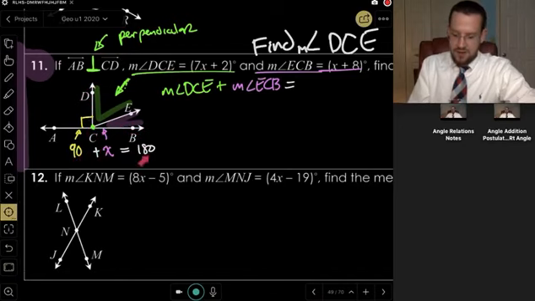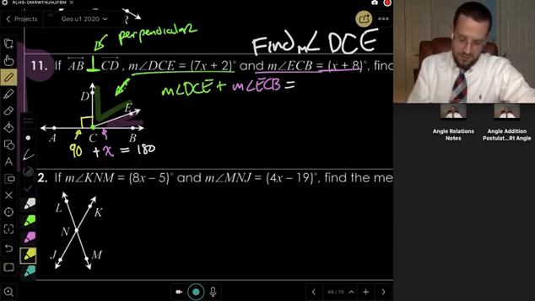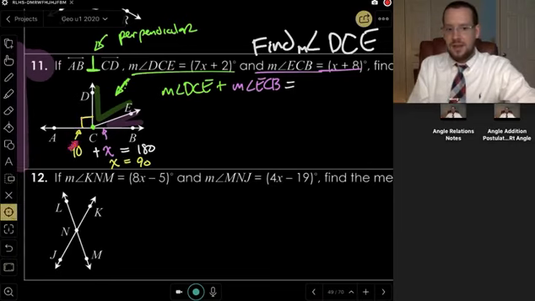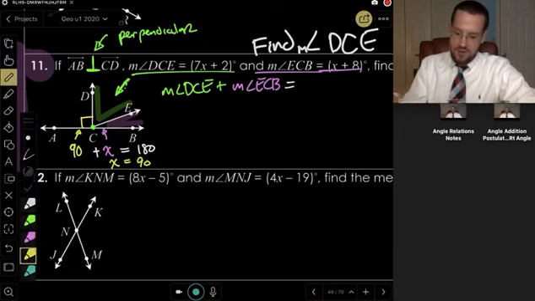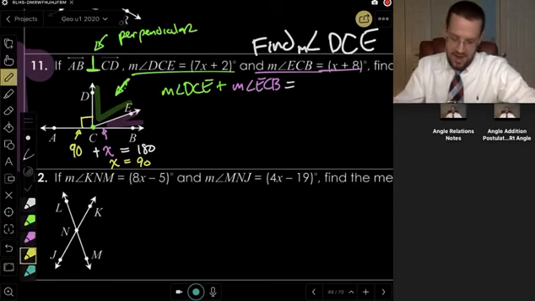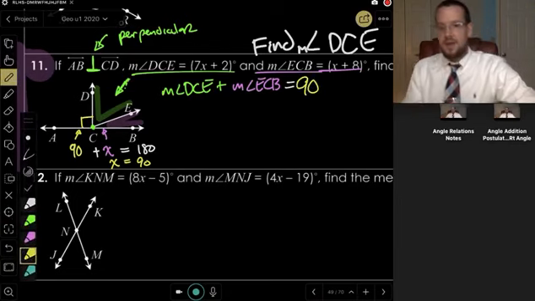Something plus 90 is equal to 180. We can solve this, or you'll just find that x is equal to 90. If this angle is 90, and all these angles add up to 180, they all create a straight angle, right? Then that means that this whole angle, the measure of angle DCB, has to be 90. And so the green one and the pink one have to add together to 90 degrees.